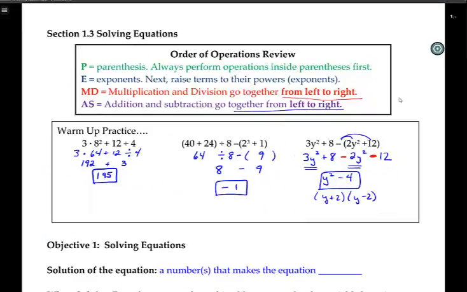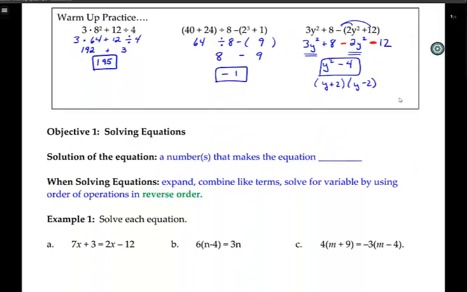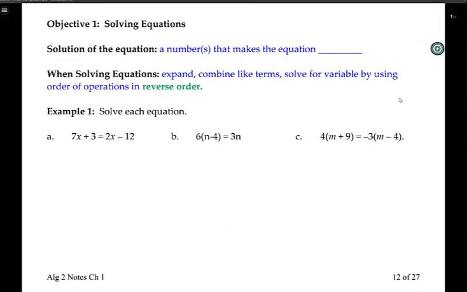Let's move in now to our material for today. Hopefully that was a good review in order of operations. Our objective today is to understand how to solve an equation. And the solution of an equation is the number that makes the equation, very simply, true. What does it mean to be true? It means when you plug in the number, you get 5 equals 5 or 7 equals 7 or something like that.